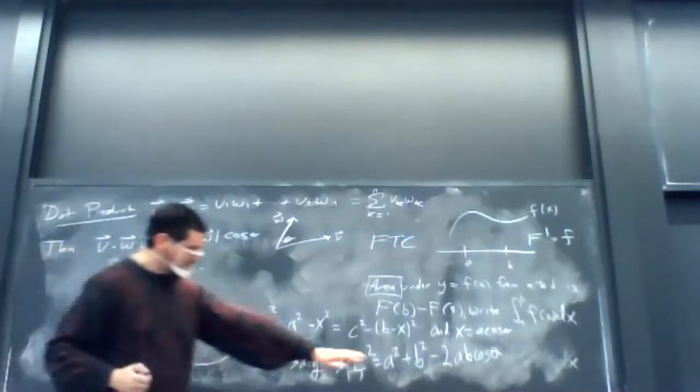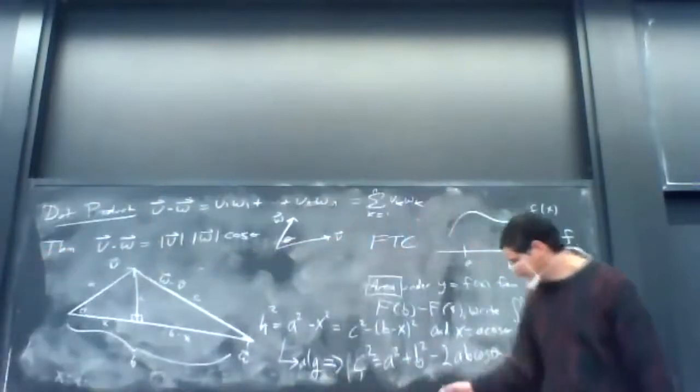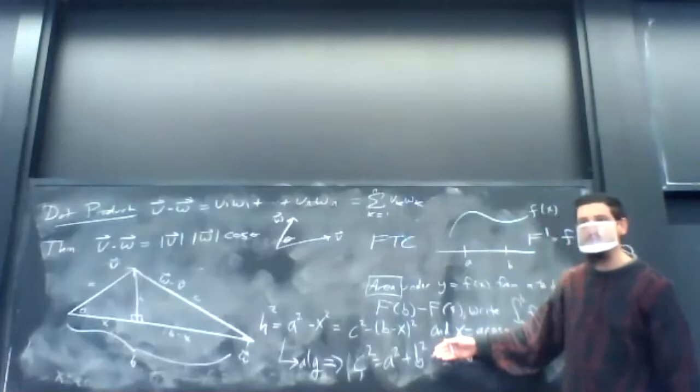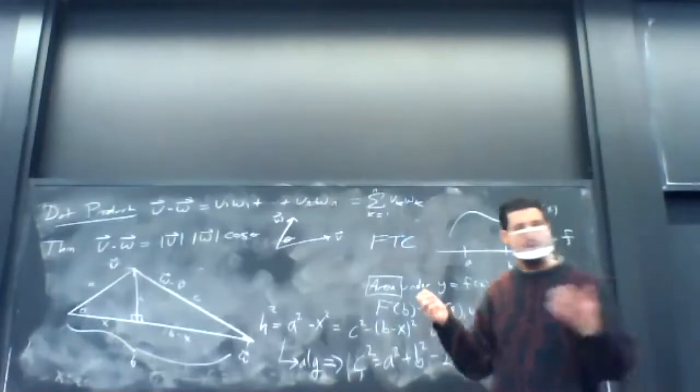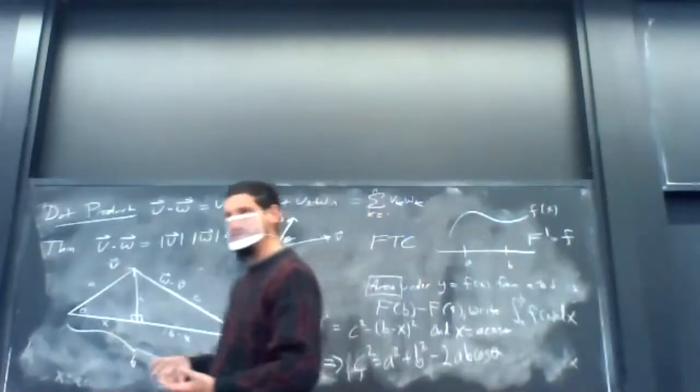It's the Pythagorean theorem. If you take theta equals 90, this vanishes, and you get c squared is a squared plus b squared. So you see the Pythagorean theorem is a special case.